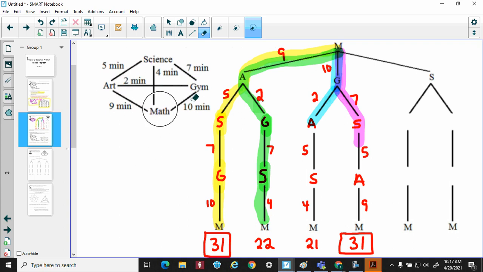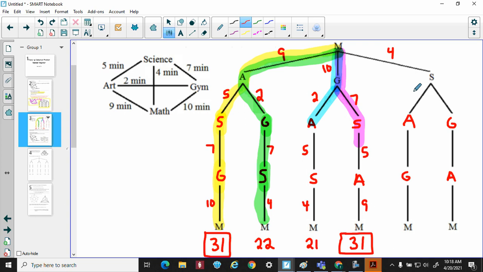Now, just to speed this up a little bit, math to science, I'm going to go ahead and speed this up just because of time. I'm looking at the time and we're running long. So art, gym, you can go to gym, go to the art. All right. So this will be 4, 5, 2, 10, 7, 2, 9. So when I add everything up, this ends up being 21. This ends up being 22.